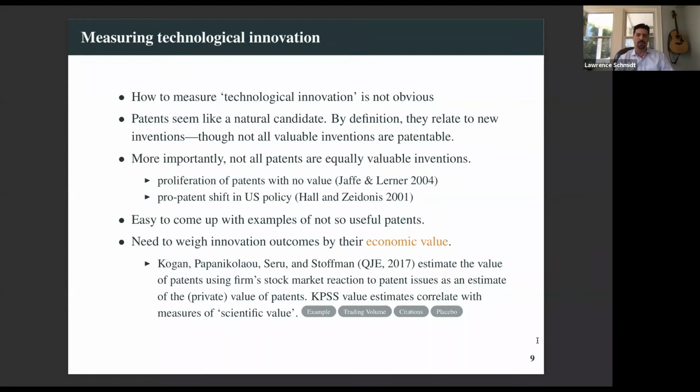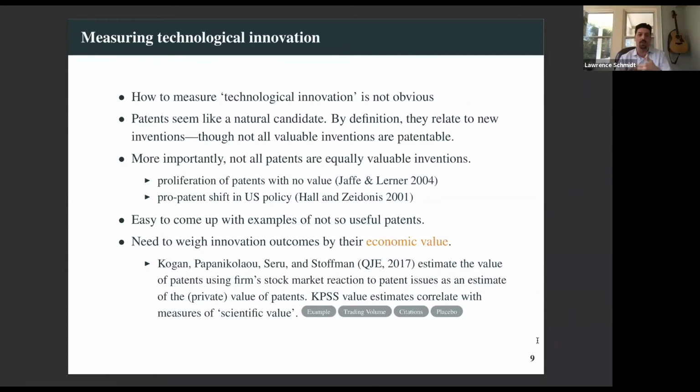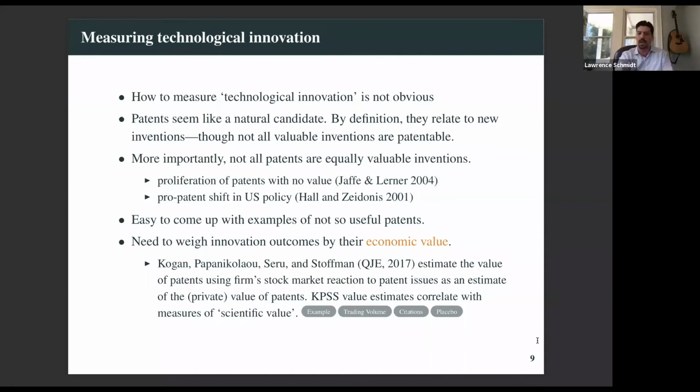So we're going to follow the approach of Kogan, Papanikolaou, Seru, and Stoffman, and construct a measure of the market value of each patent. The basic idea is you look at any publicly traded company around the day that the market learns that a patent has been approved. You measure the stock price response, and that gives you a proxy for how much the value of the firm has changed. What they show in the paper is that this correlates pretty well with measures of scientific value, citation type measures, things of that nature. So this is going to be our primary measure, though we have done many of the things that I'll show you with citations as well, and we get similar results.